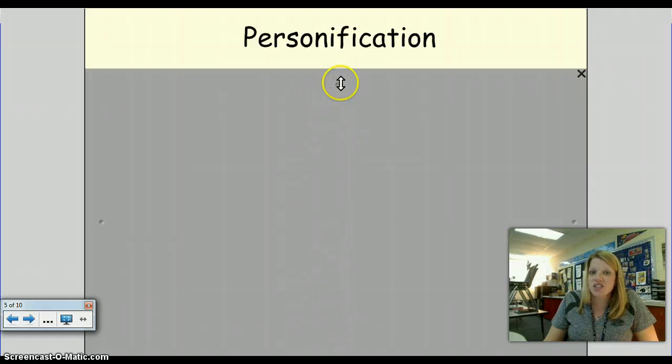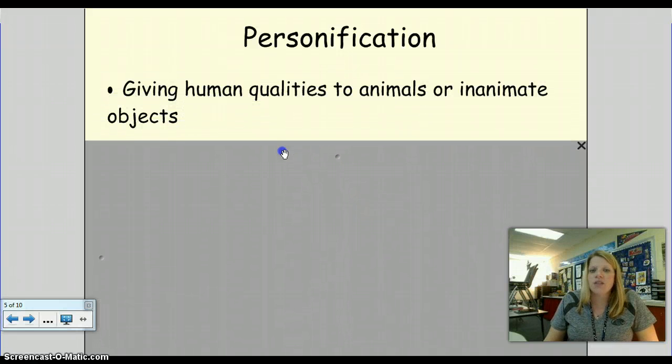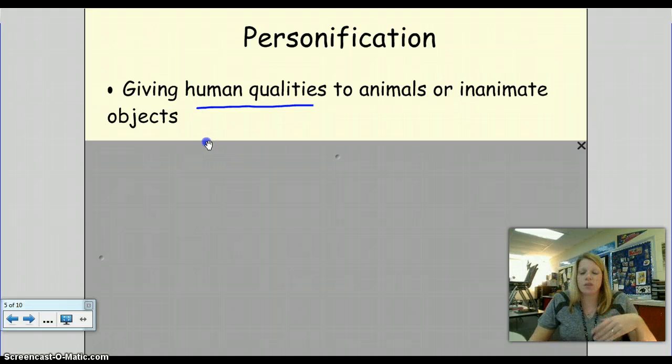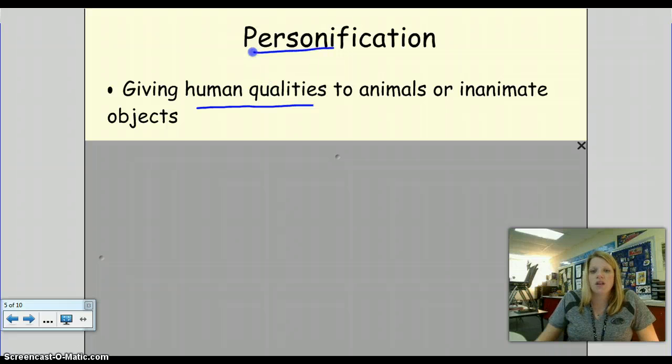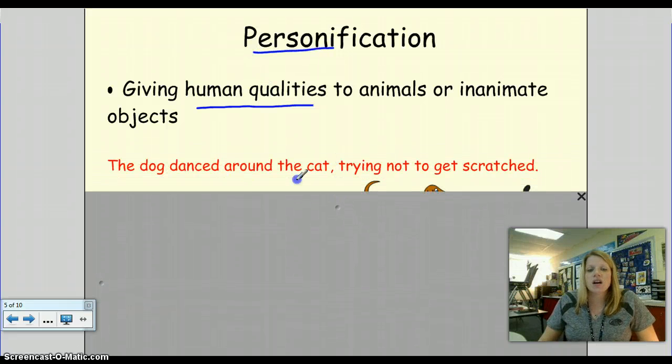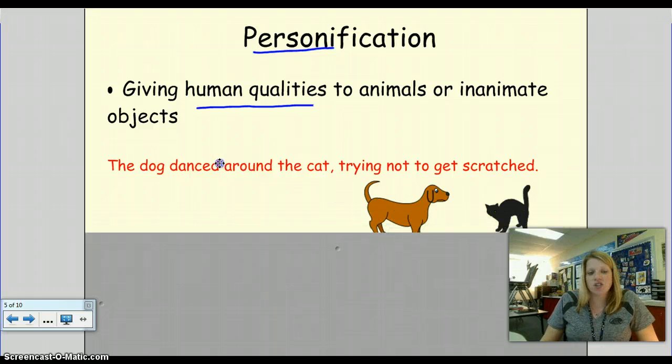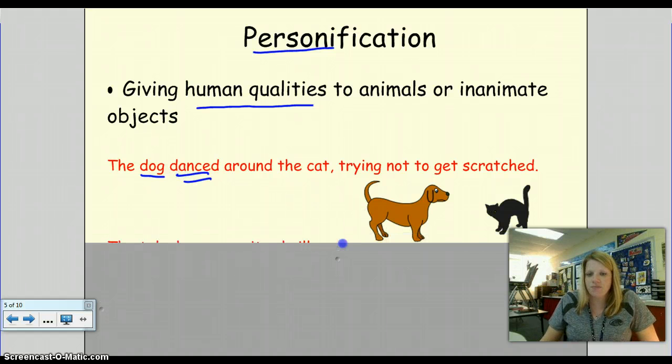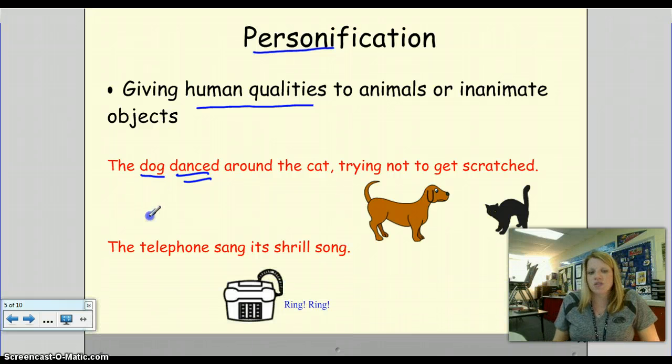Okay, personification should also be a review. Giving human qualities to animals or inanimate objects. I always remember this one as you're making that object like a person. Personification. Just a simple way to remember that. The dog danced around the cat trying not to get scratched. What is being personified? The dog, because he's dancing, which is a human trait. The telephone sang its shrill song. The telephone is being personified. Singing is the human trait.